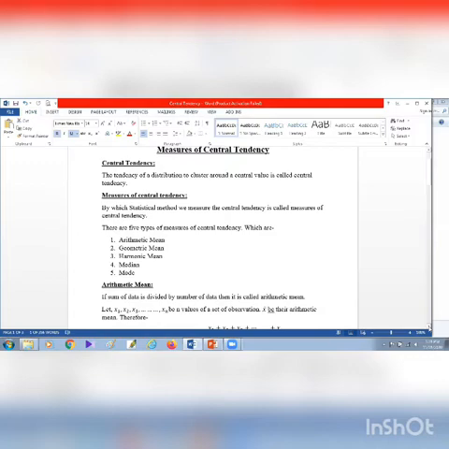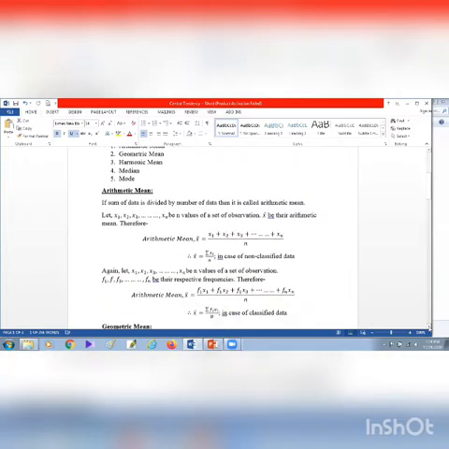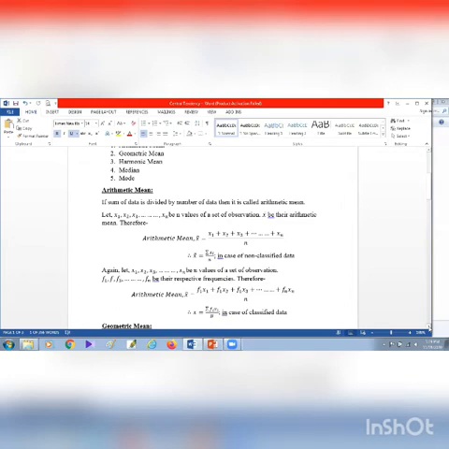Now, types of measures of central tendency. There are 5 types: arithmetic mean, geometric mean, harmonic mean, median, and mode. Normally, arithmetic mean is known as simply mean or average.